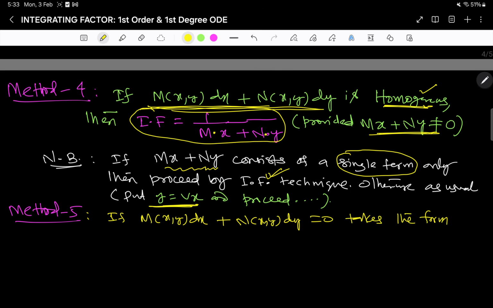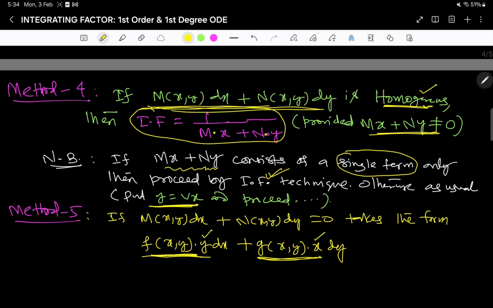Now coming to another method. If this m(x,y) dx plus n(x,y) dy takes the form f(xy) into y dx plus g(xy) into x dy, meaning this is again a function of xy. It can be again an m(xy), it can be again an n(xy). However, y may be explicit here, x is explicit here.